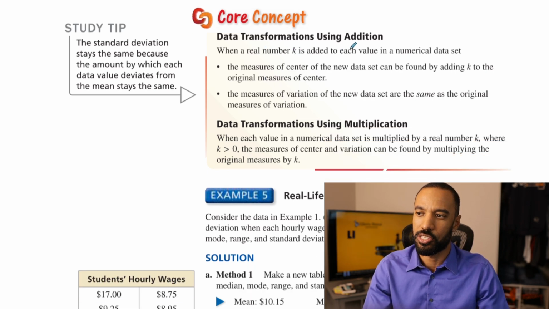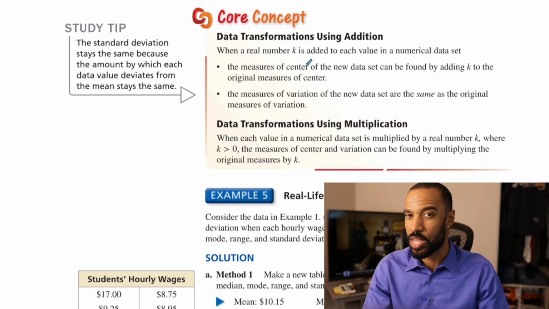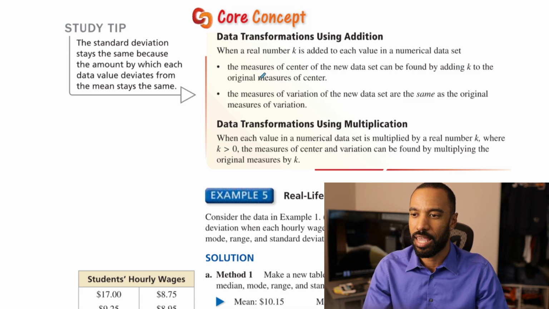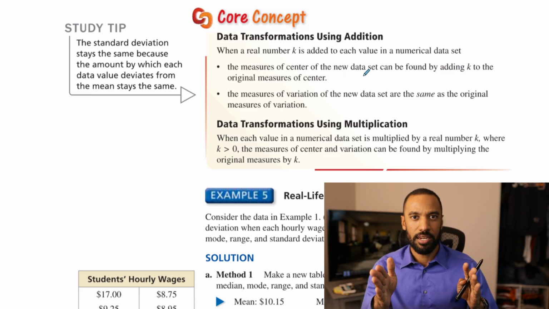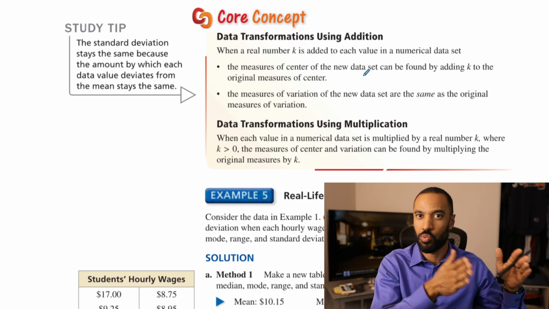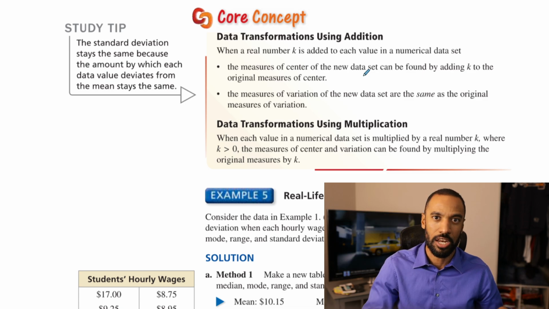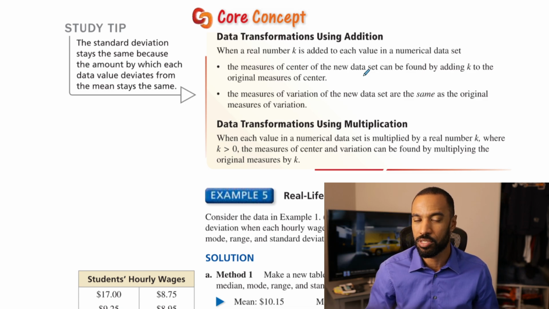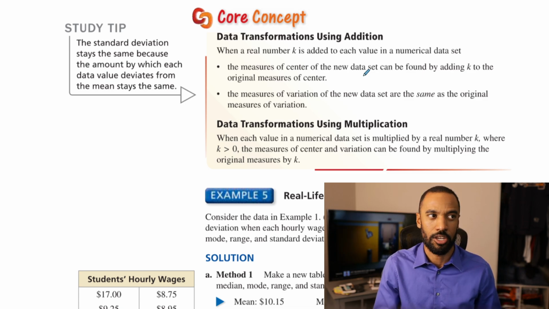When a real number k is added to each value in a numerical data set, the measures of center all should change, and they should all change by amounts of k. By adding k to the original measures of center, your mean is going to be shifted by k. Now, k can just be a number. If k is 3, your mean becomes 3 bigger, your median becomes 3 bigger, and your mode becomes 3 bigger. Everything shifts up by 3 if all your data values become 3 bigger.